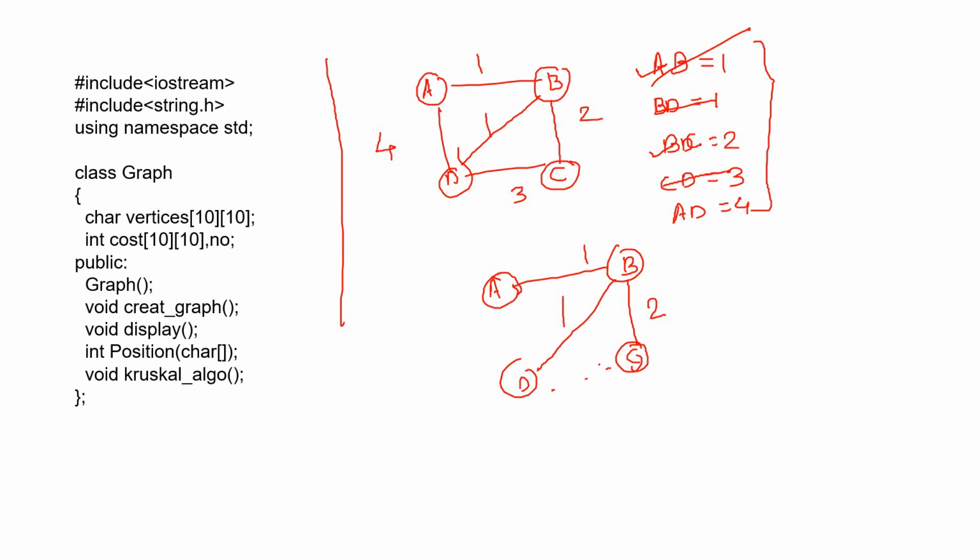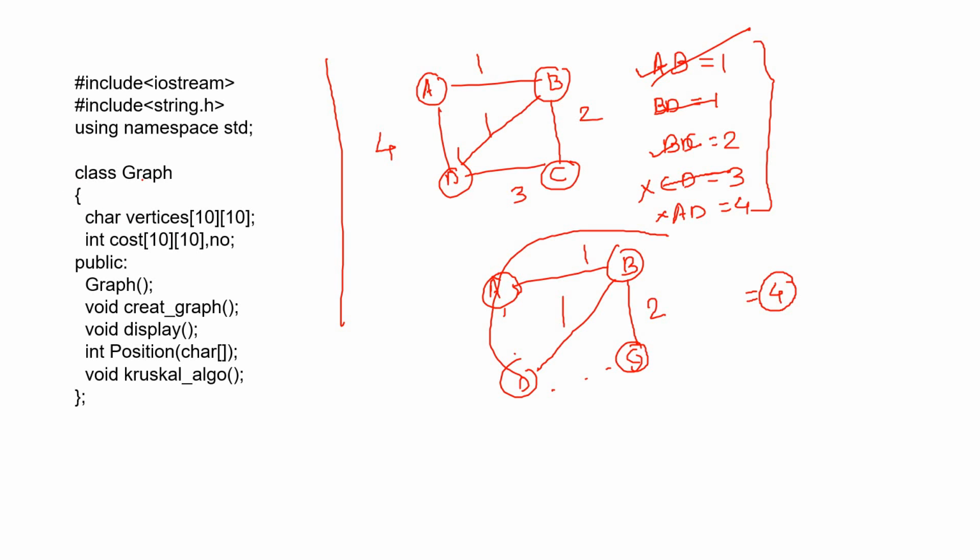Here you can see that if I add it, it will form a cycle, so I will not add this edge. Next one is A to D. If I add A to D, then it will also form a cycle, so I will not add it. So we have visited all the edges, and this is the minimum spanning tree. Now we need to calculate its cost. So 1 plus 1 plus 2, that becomes 4, which is the cost of the minimum spanning tree. Now, how to implement it?